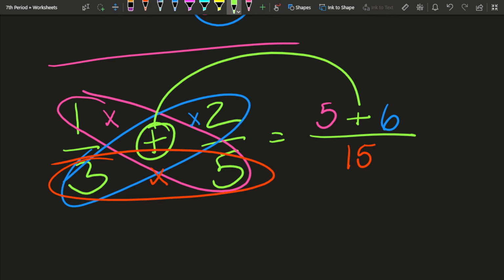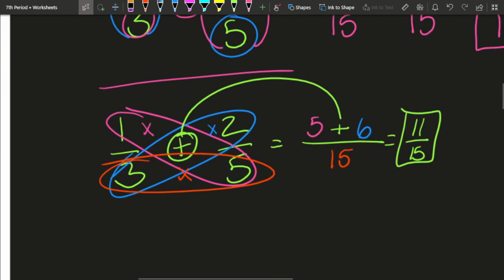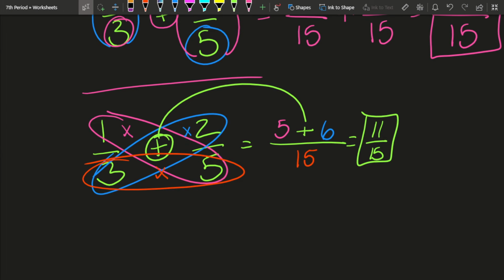Now, all we gotta do is add the top. What is 5 plus 6? 11. And the bottom is 15. And did I get the same answer as before? I did. So I think this is a pretty neat and fast way to do it.